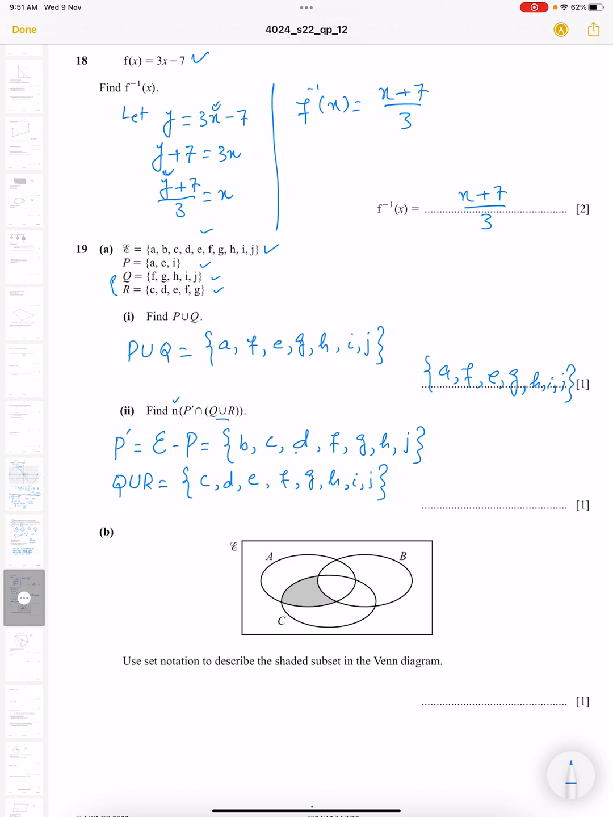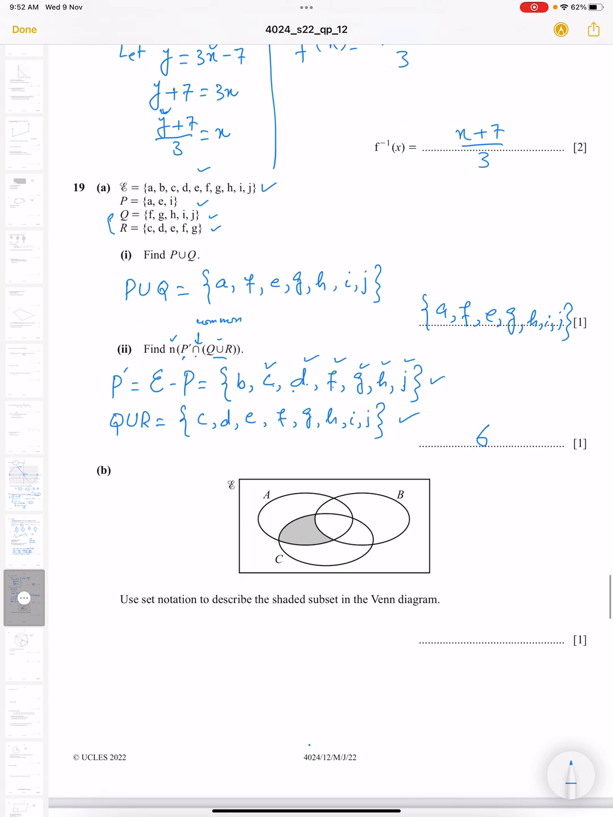So you have to write down P complement intersection Q union R. Intersection means common elements. So which elements are there in both of these sets? How many elements are there? C, yes, it is in both of them. D, yes. There is F, then G, H and J. These are the elements which are in common in both of these sets. So how many are they? 1, 2, 3, 4, 5, 6. 6 elements are common. So that's the number of elements in P complement intersection Q union R.